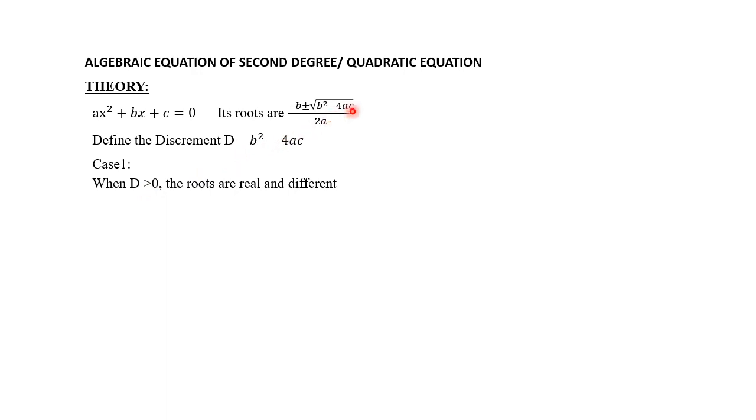Case 1: when this quantity d is greater than 0, then the roots will be real, because the square root of a positive number will be positive or negative, but it is real. So, −b plus that number, −b minus that number. So the roots will be real and different. The roots will be x1 = (−b + √d) / 2a, and x2 = (−b − √d) / 2a.